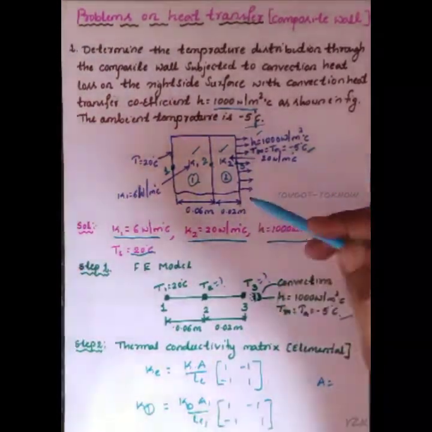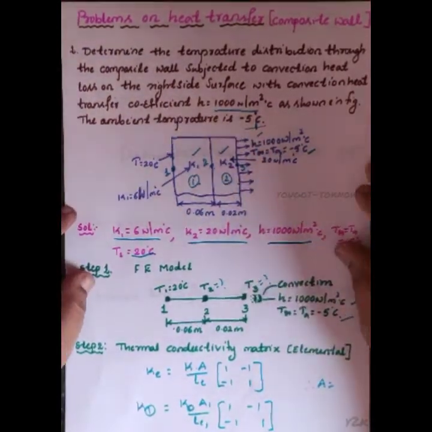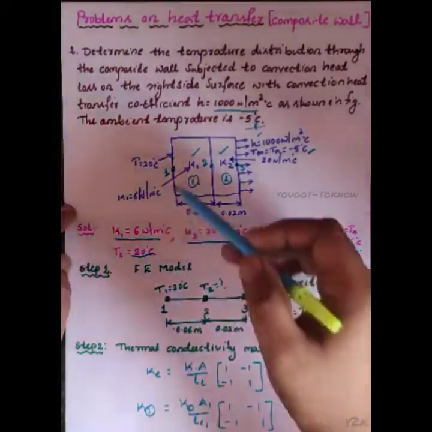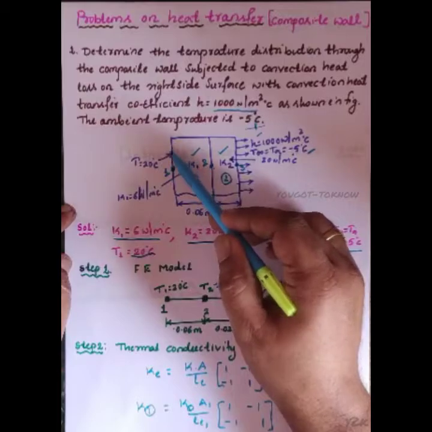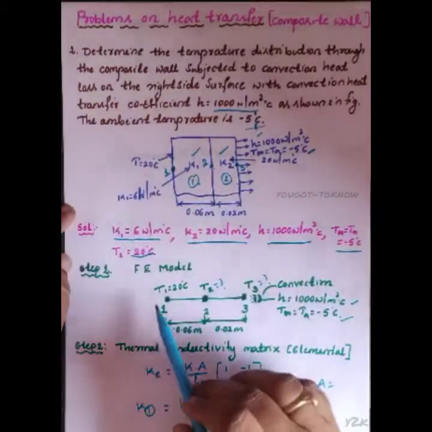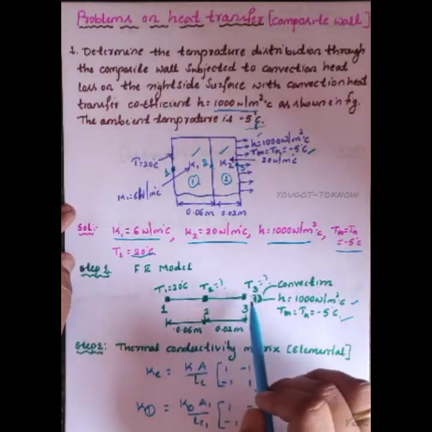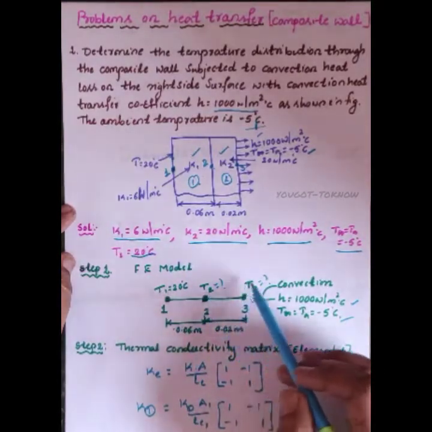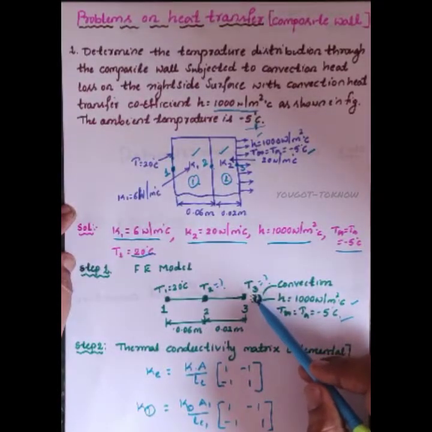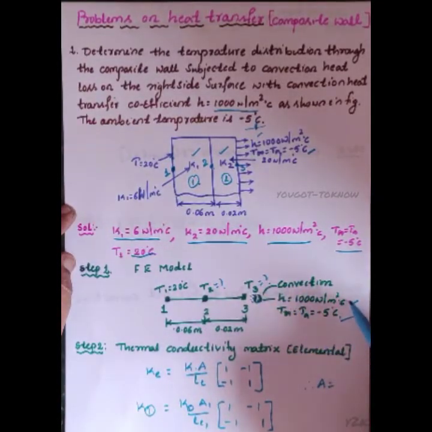First, model it as an FE model. All the given values you can write on it. I have taken this as T1 because on the surface the temperature is 20, and it is steady state because the temperature on the surface is constant. The FE model has 3 nodes, T1, T2, T3. T1 is already given, T2 and T3 are unknown, and we have to determine these two. Then it is exposed to a fluid surface, that is convection, h equals 1000 W/m²°C, T infinity equals -5 degrees Celsius.